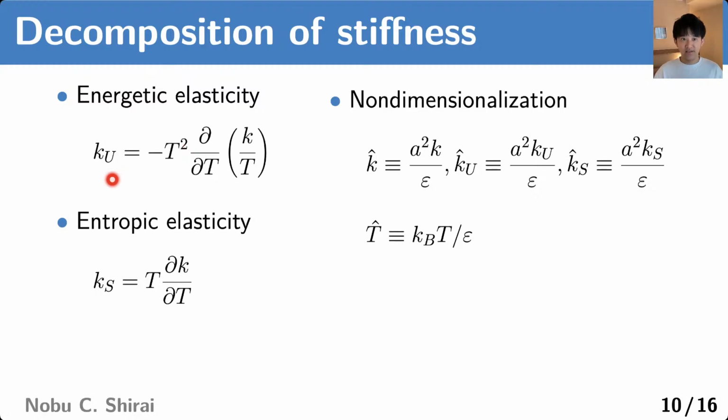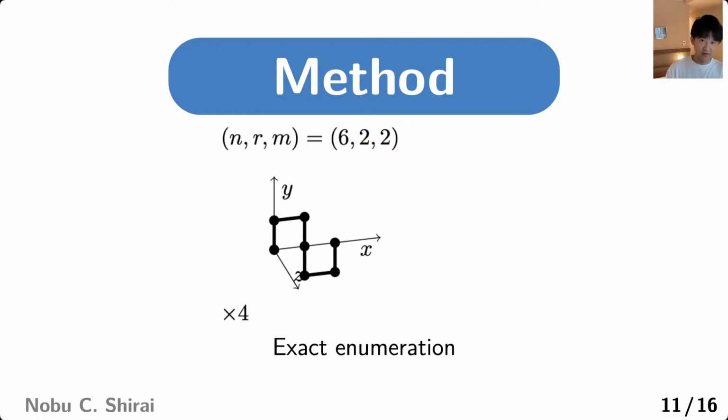And as I described, Ku and Ks can be obtained once K is defined. I defined it in the previous page, so we can calculate them. And finally, we also do non-dimensionalization. If you see a hat on a variable, that means the variable is dimensionless. So let's move on to the method.